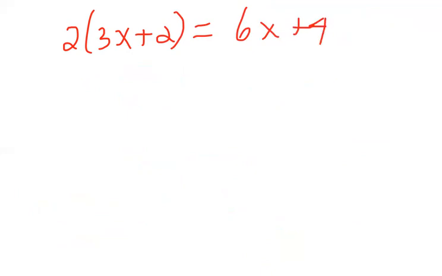All right. Now, here's the third type, guys. Now, for this third type, let me go ahead and give you this problem right here. It is 2 times 3x plus 2 is equal to 6x plus 4. Now, for this type of equation, just like with the previous one, if we attempt to solve it by distributing the 2, we get 6x plus 4 is equal to 6x plus 4.